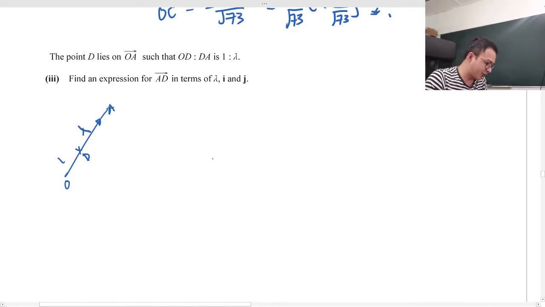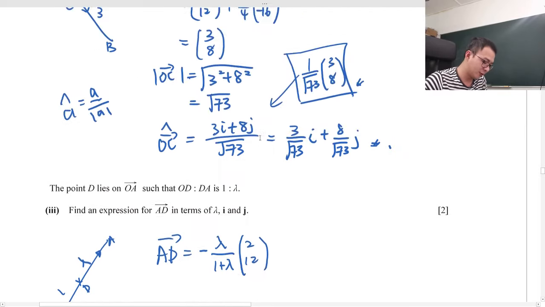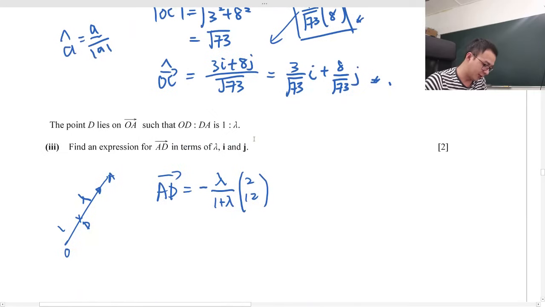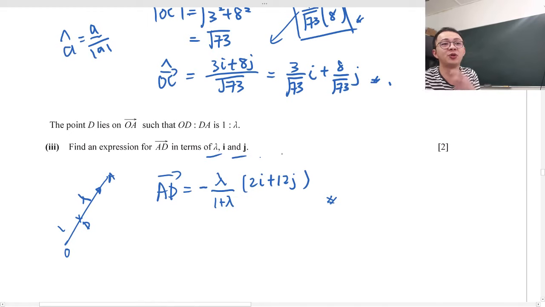Find an expression for AD. First thing, AD is in the opposite direction, so definitely I will add a negative for it. And then AD is lambda over the total. I do not know what lambda is, so I will just write lambda. The total should be 1 plus lambda, of OA. So OA is 2, 12. If you don't like the column form, you can just write 2i plus 12j. This one should be the answer because there's no way we can simplify further.